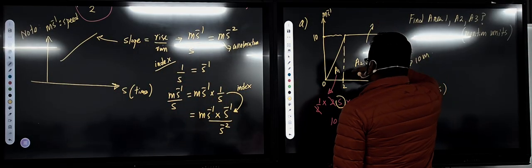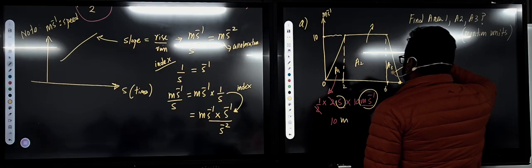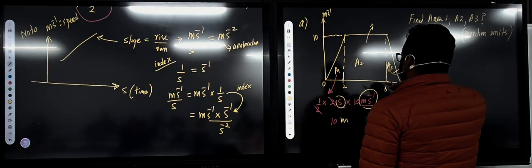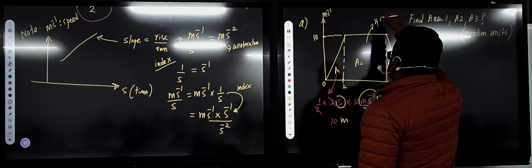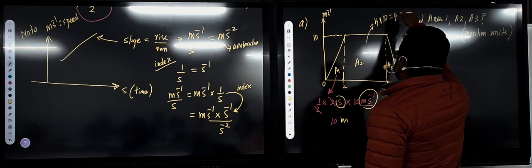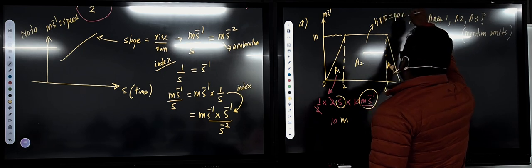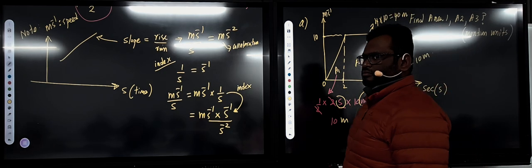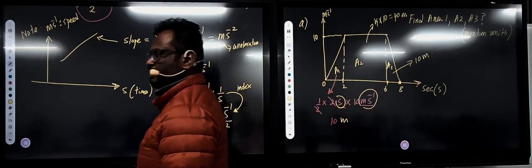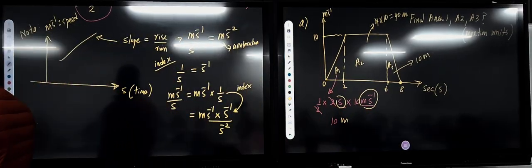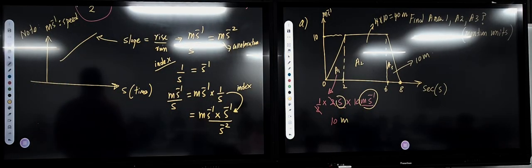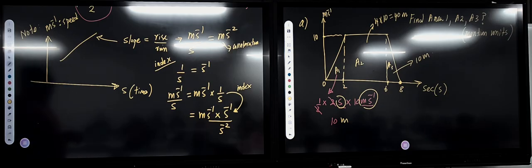And this one, it's a rectangle, right? So it's going to be 4 times 10 is 40 meters. What is the dimension? It's a rectangle.